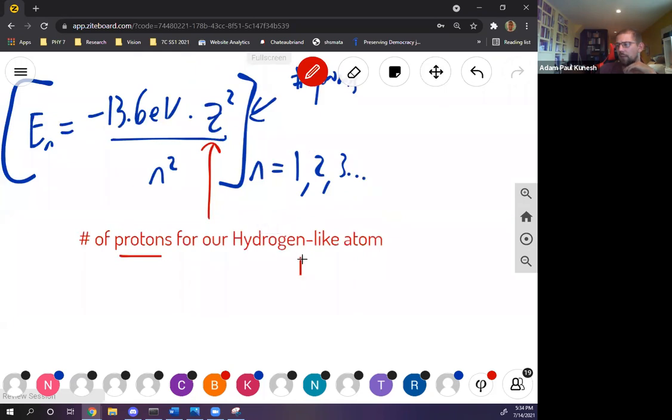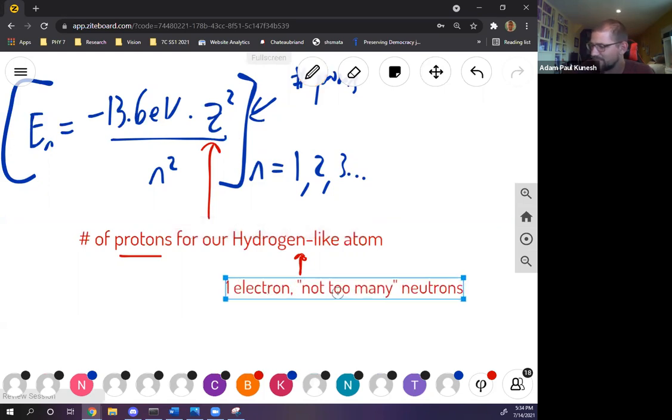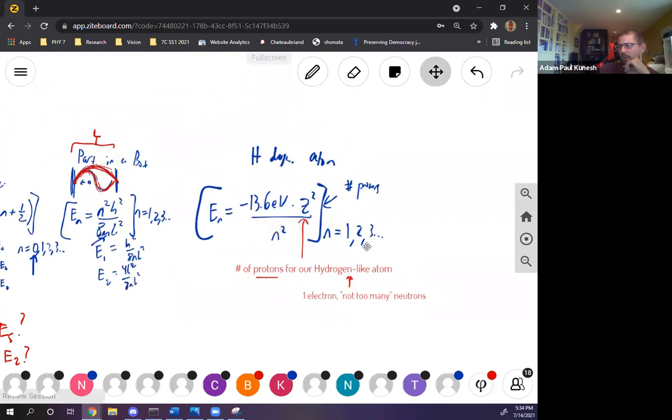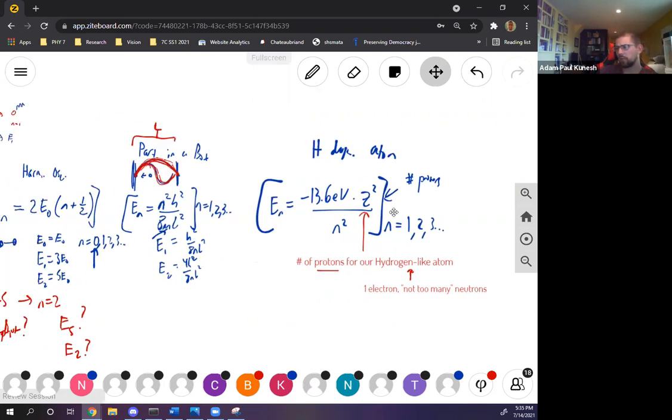And what hydrogen-like atom means is just that there's only one electron and not too many neutrons, whatever that means. Good question, thank you. So for example, if you had helium that was missing an electron, that would be a hydrogen-like atom with Z equals 2.